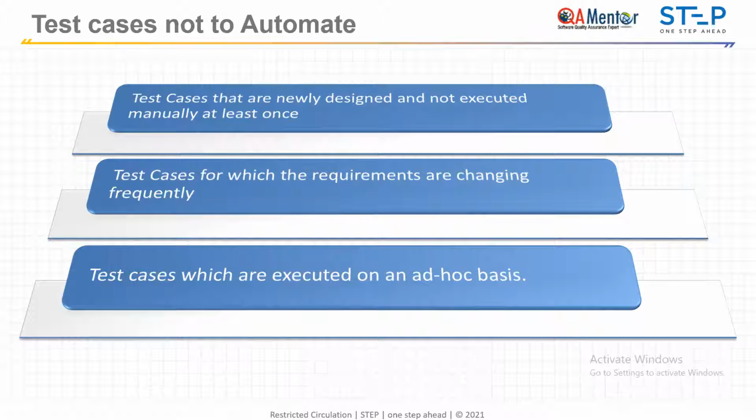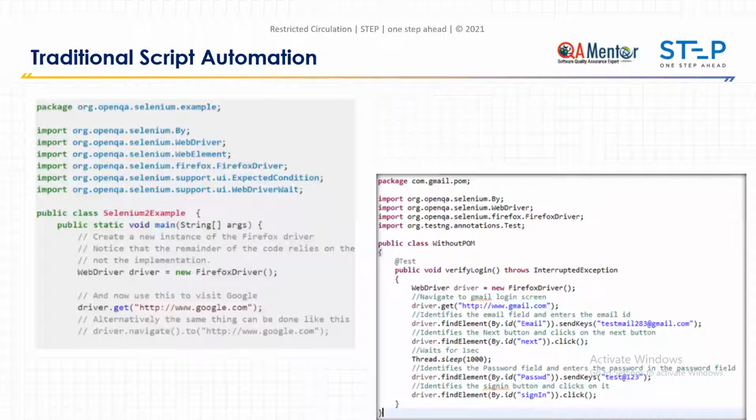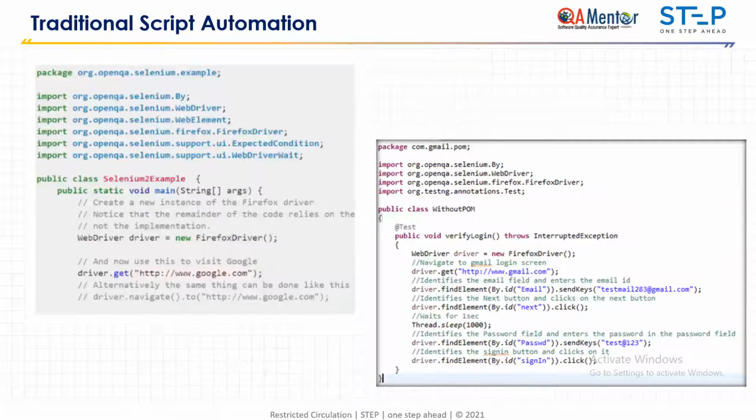So before starting the automation, according to my experience, we should take care of different types of methodologies, different types of frameworks, which framework we are going to use, and which strategy we are going to use.